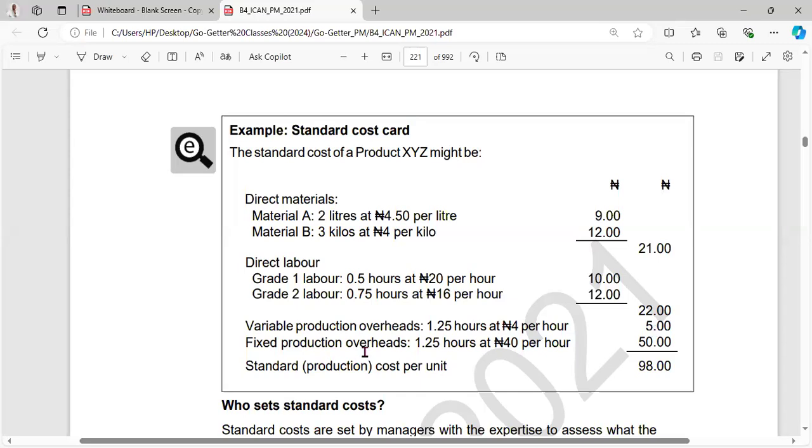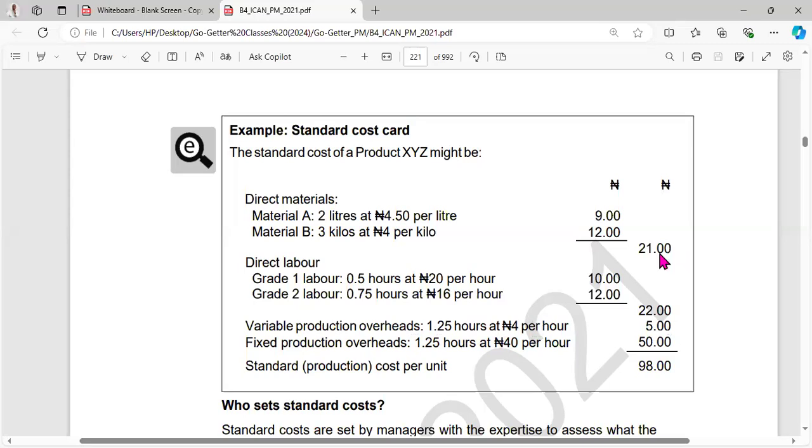Then there is this fixed cost. If you look at it, the labor hours is 1.25, and overhead absorption rate normally uses labor hours. So this is the labor hours. This is the predetermined fixed cost that we are using, which is the overhead absorption rate multiplied by the number of hours, and you get 50.